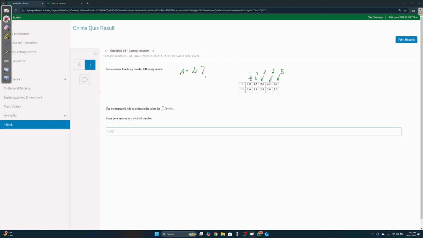Remember, we start counting at 0, so you're always going to have one more value than the amount of n's. Okay, so n is equal to 4. How do we do it now? Let's apply the formula very easily. We have the numbers already given, so it should not take you any time.